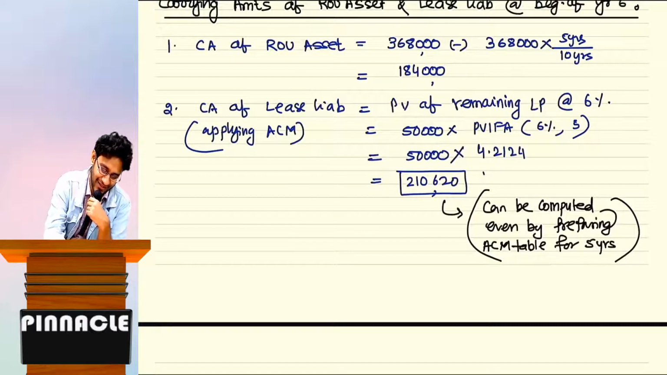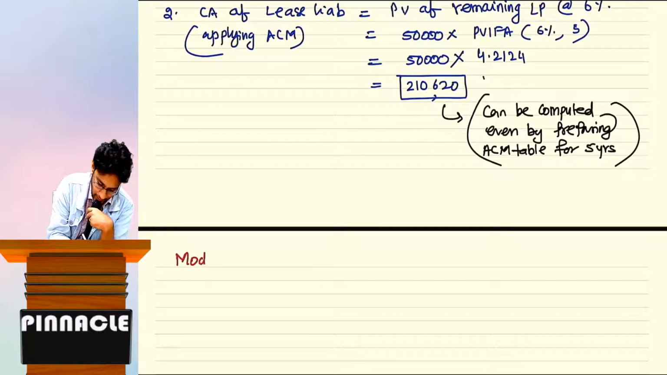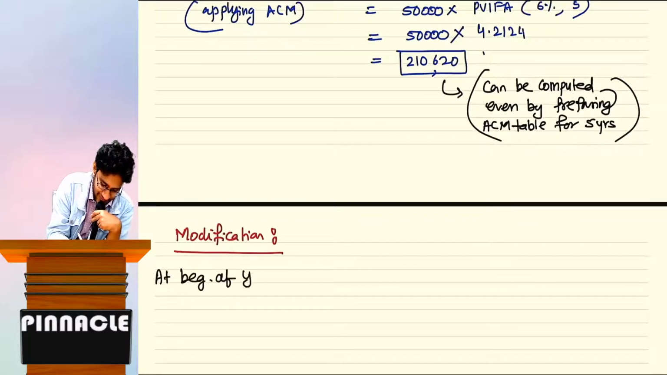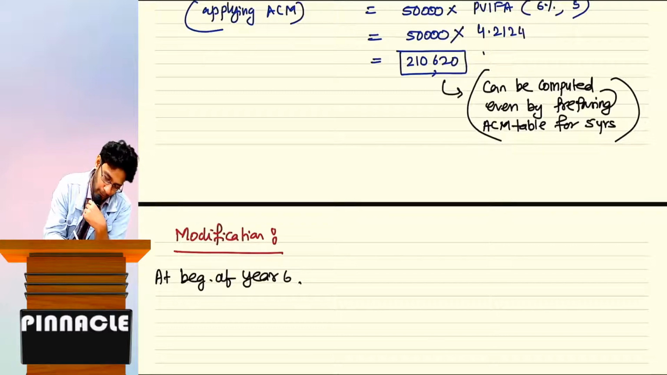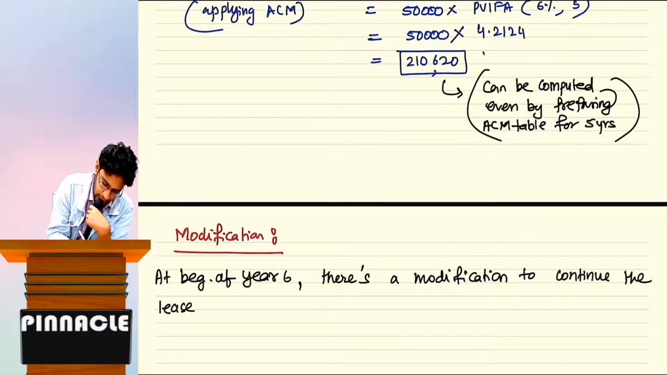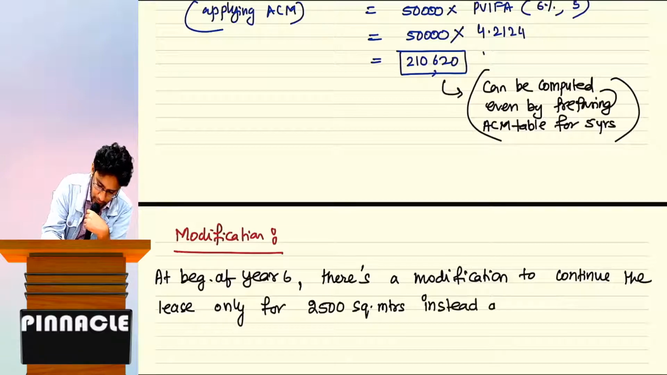Fine. Next, sir. Modification. At the beginning of year 6, there is a modification to continue the lease only for 2,500 square meters instead of 5,000 square meters.